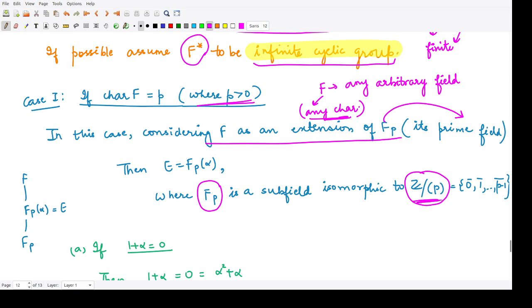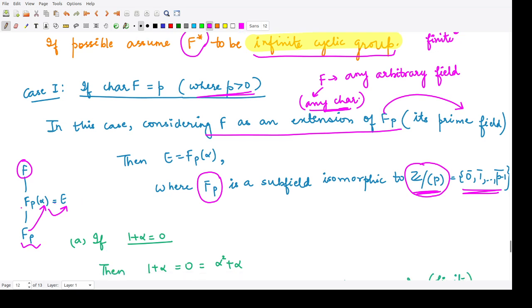And what is this set? This set contains all the equivalence classes 0 bar, 1 bar up to p minus 1 bar. So in this case, we consider F as the extension of Fp like this. And Fp has an extension F, and we are saying if you adjoin one single element alpha to it, we call this another extension field E.